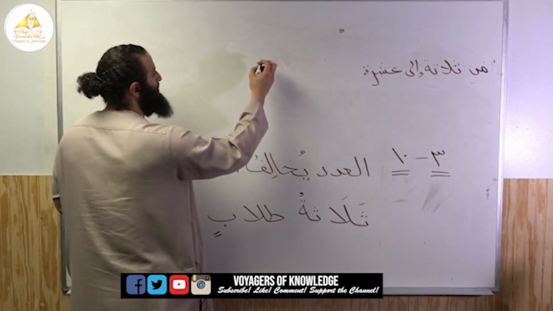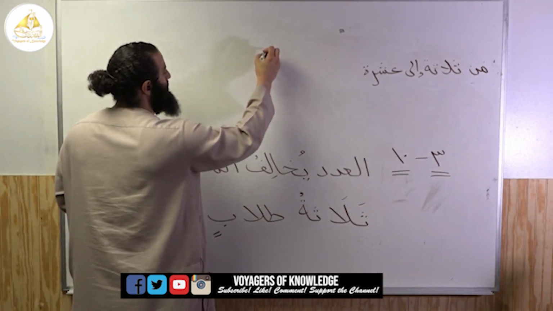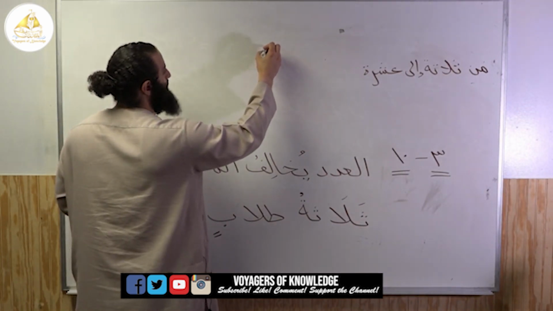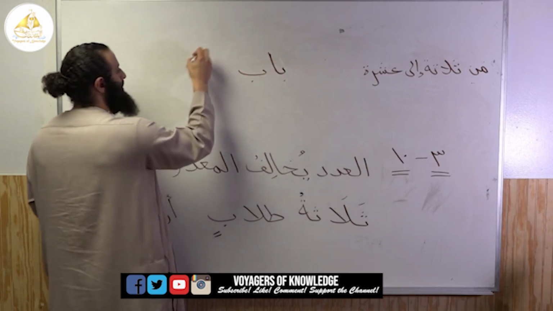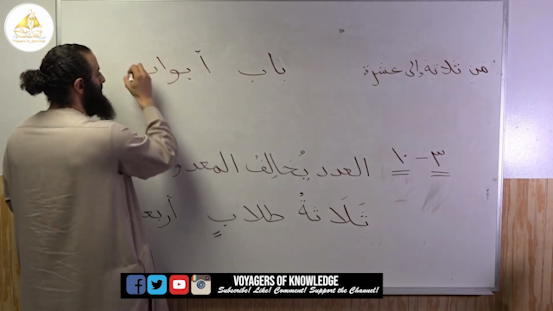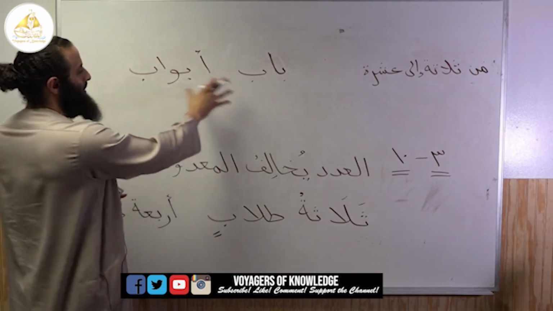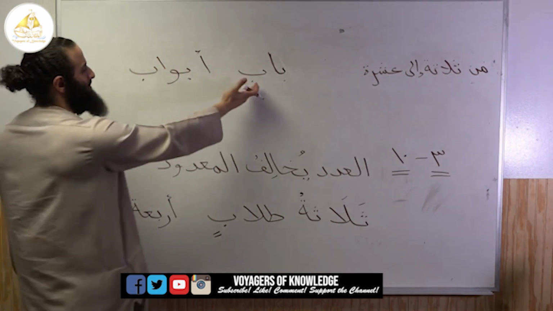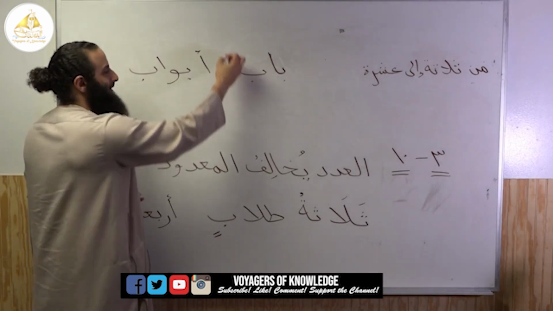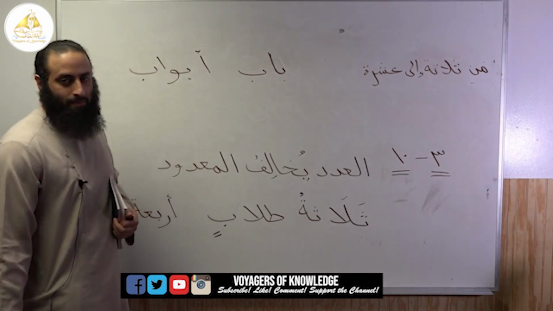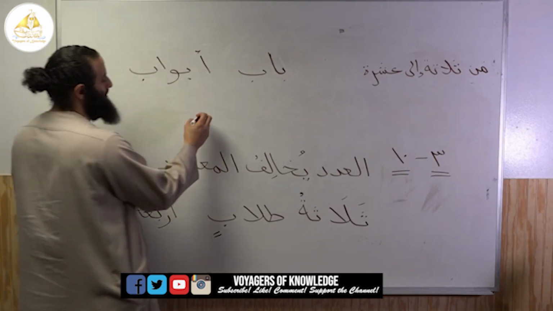I'm going to write 2 words up here. What's the word we have? Abwab, right? All right, so let's put bab first. Babun and abwabun. So how we look at this, both of them are mudhakkar. This looks mudhakkar, that looks mudhakkar. It doesn't end with that ta. Correct? Here's what might be confusing.